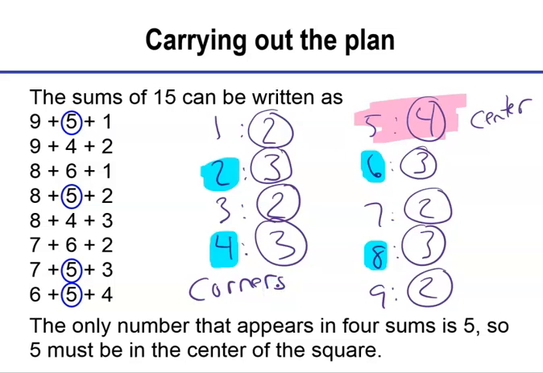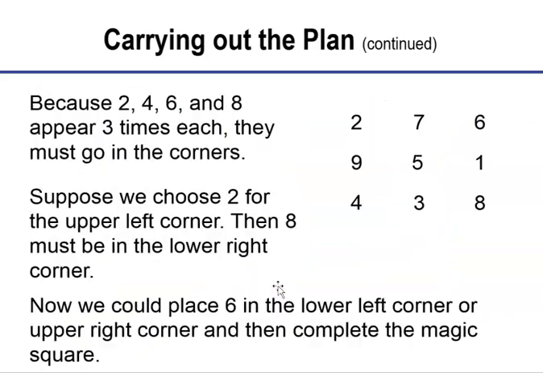Okay, so the only number that appears in 4 sums is 5, so 5 must be in the center. And then we found out what needs to go in the corner. Because 2, 4, 6, and 8 appear 3 times each, they must go in the corner. So notice what we did. We put 5 in the center, and 2, 4, 6, and 8. You can pick any corners you want those to go in, by the way, and just play around with it.